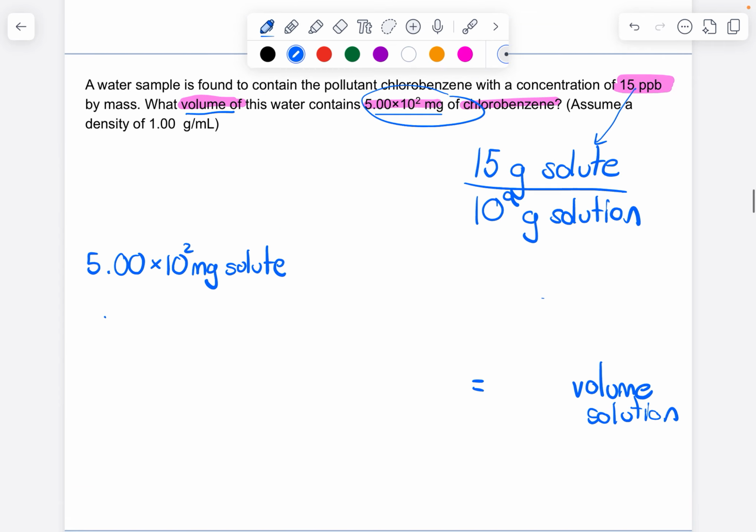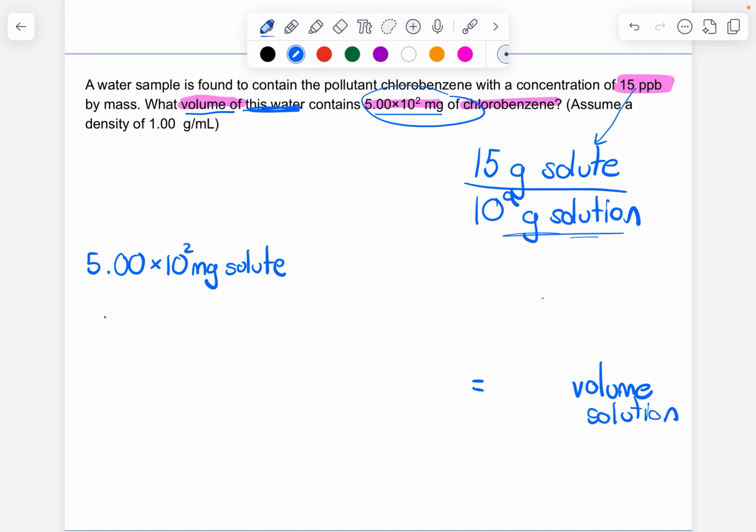Now, I'll tell you, technically this says volume of water, which would be the solvent. But because this is so small of a concentration, the volume of the solution is going to be, for all intents and purposes, equal to the volume of the solvent, water. Okay, so I probably should just reword this question because I wasn't intending for you to go through and change this to solvent, but if you did do that, you'll get the same answer.